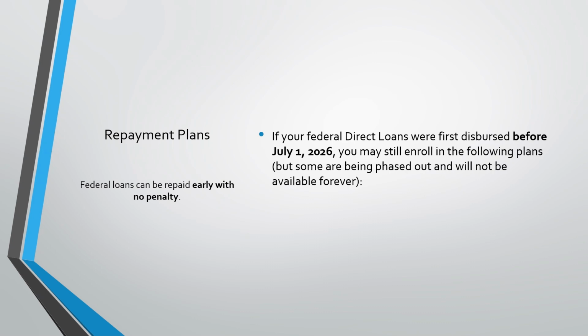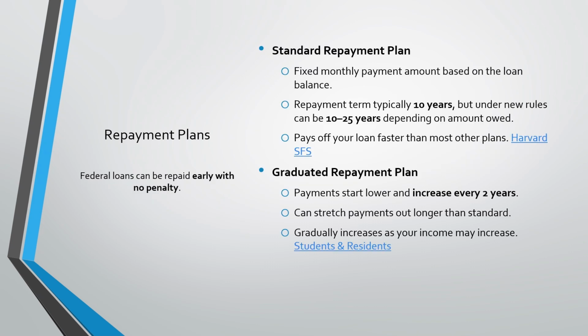Federal student loans may be repaid early, with no penalty. Paying extra when possible can reduce the total interest you pay over time. The standard repayment plan has fixed monthly payments based on your loan balance. The typical repayment term is 10 years, though under newer rules it may range from 10 to 25 years depending on the amount owed. This plan usually results in less interest paid overall.